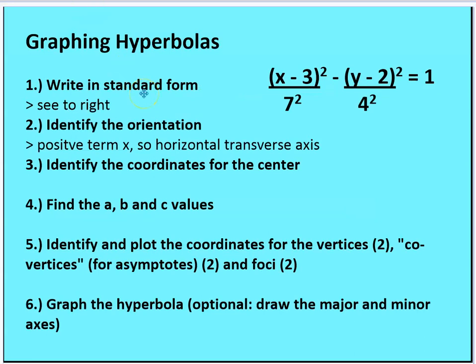All right, so in graphing hyperbolas, we're going to write in standard form as we've done to the right. So this is standard form, and we're going to identify the orientation. The positive term is the x term, so that's the horizontal transverse axis. Now we're going to identify the coordinates for the center, find a, b, and c values, identify and plot the coordinates for the vertices, find the asymptotes, the foci, and then graph the hyperbola. We don't necessarily need to graph the foci, but we do need the vertices, the asymptotes, and the center.